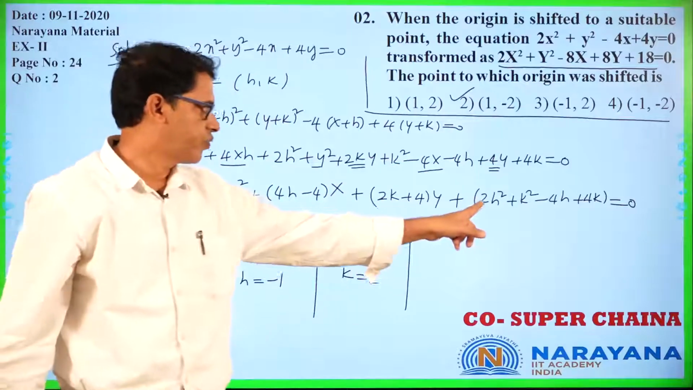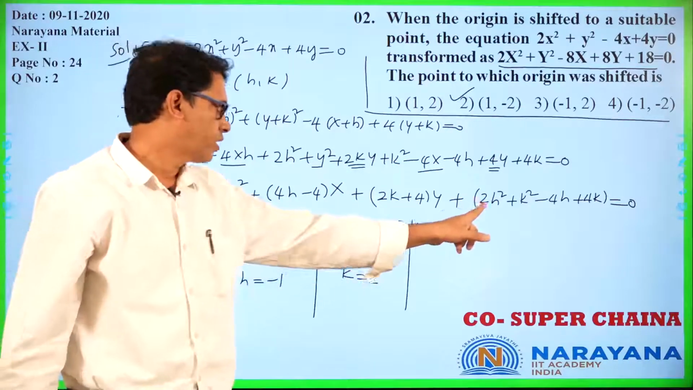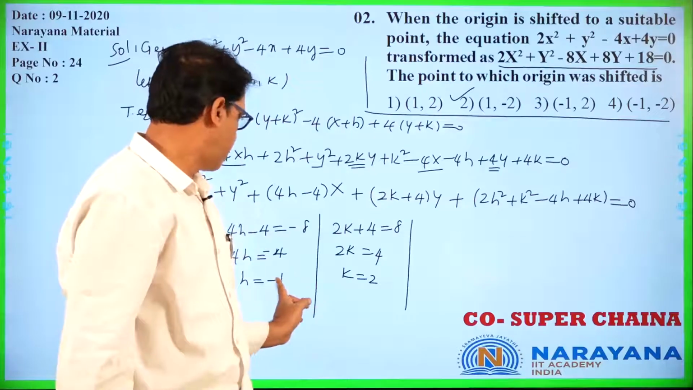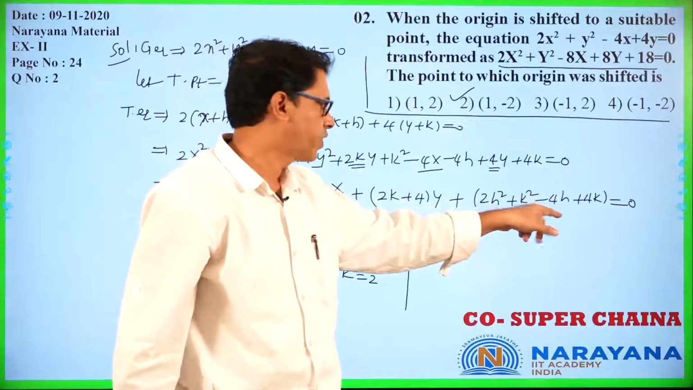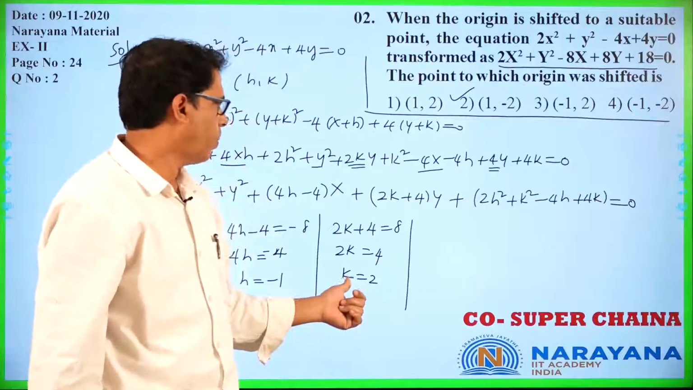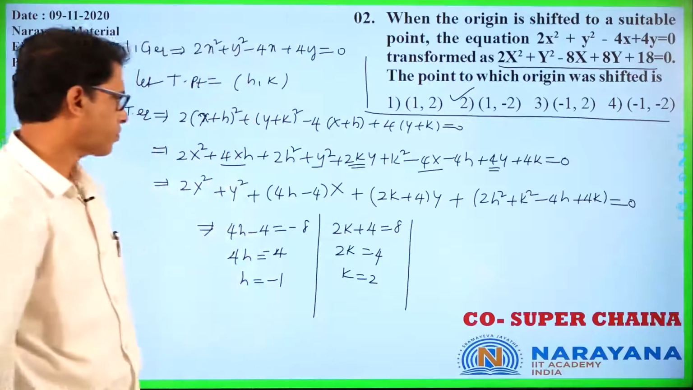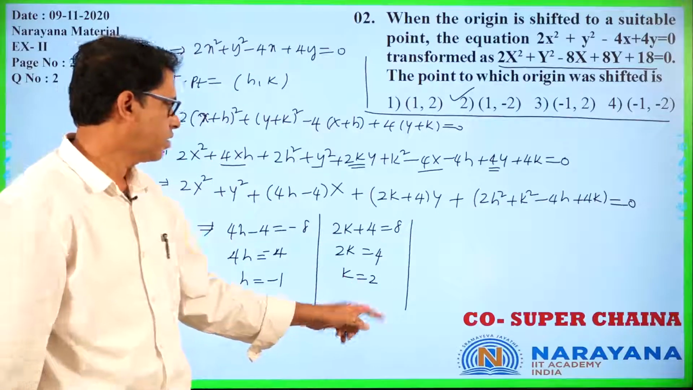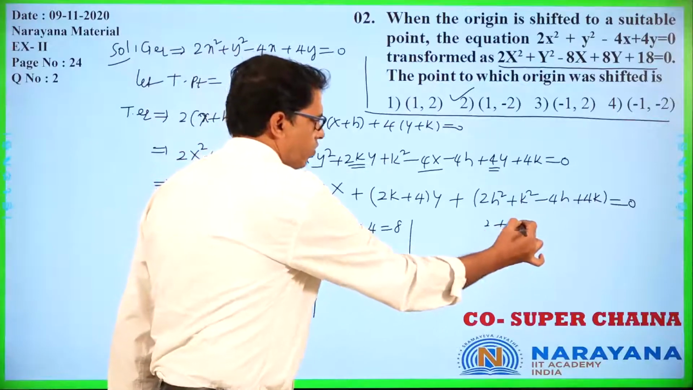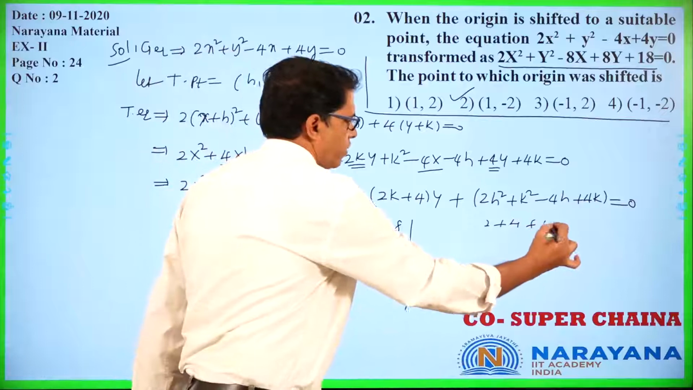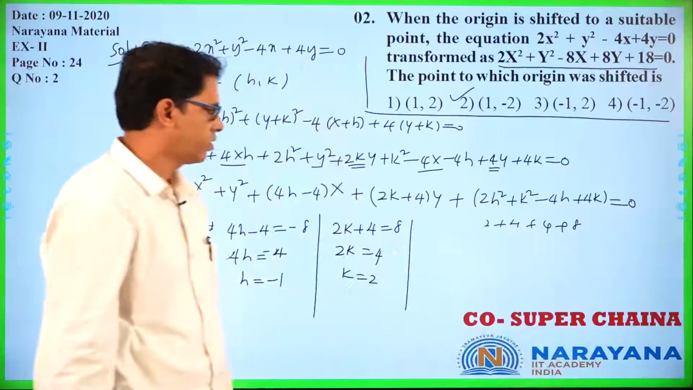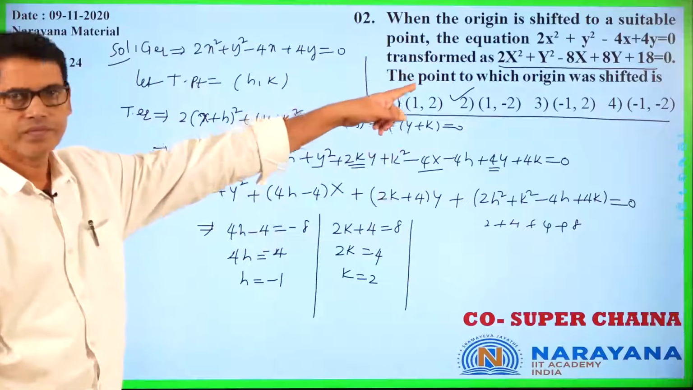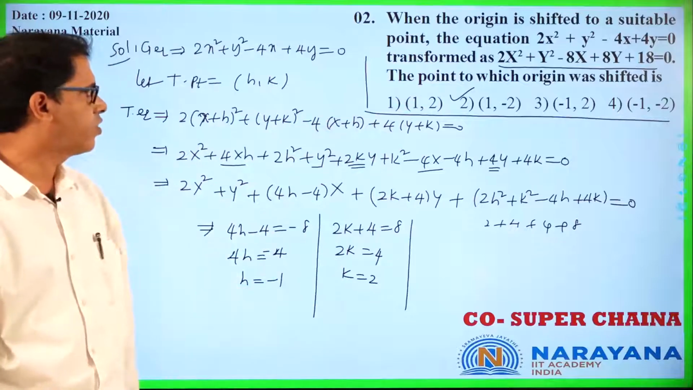Verify: put h = −1. Then 2h² is 2 and k² is 4, so 2 + 4 = 6, and −4h + 4k gives 4 + 8 = 12. Together that equals 18. Therefore h = −1, k = 2.